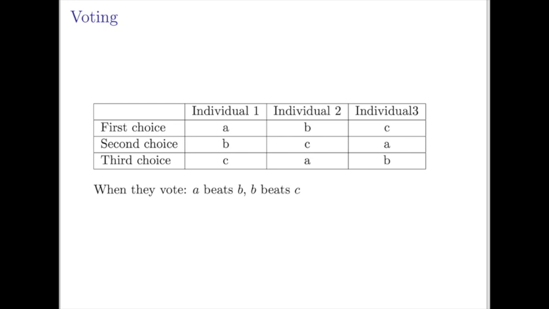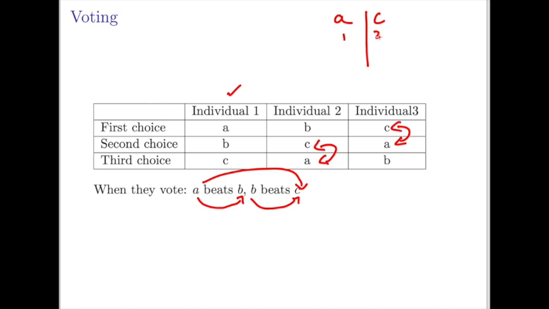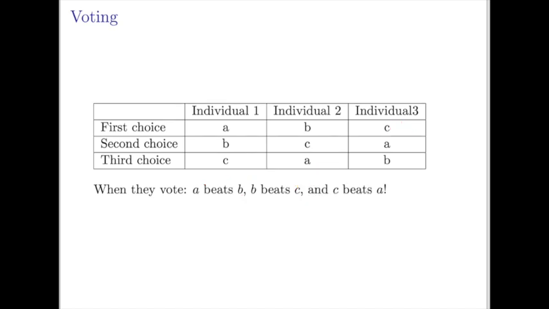Transitivity: if the social preference was transitive, then since A beats B and B beats C, we would want A to beat C. Unfortunately, when we look at the comparison between A and C, who likes A over C? Well, individual 1 likes A better than C, but the other two don't. They like C better than A. So there are more people who like C than A, so C beats A.